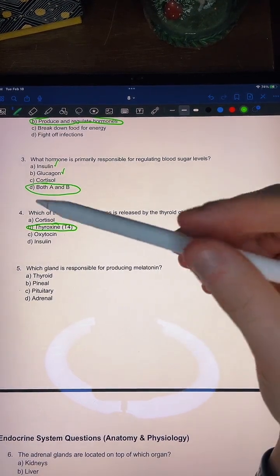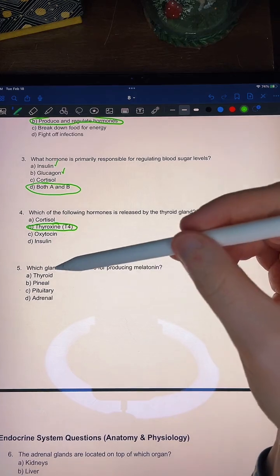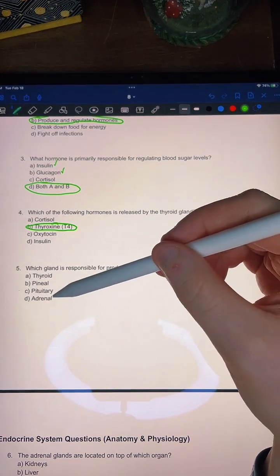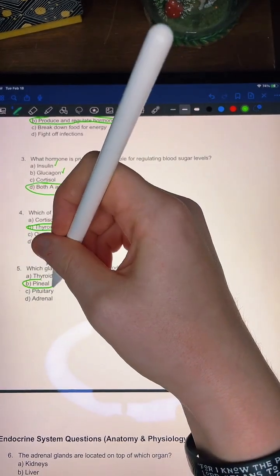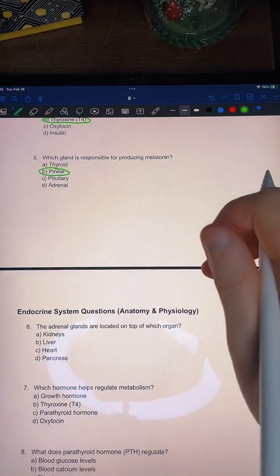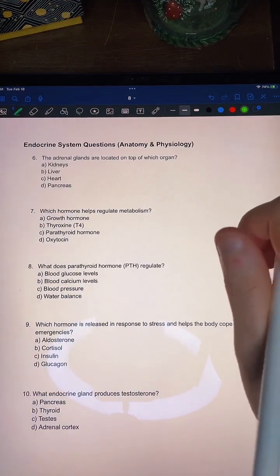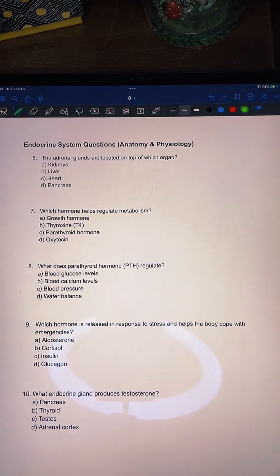But I'll ask one more time. Which gland is responsible for producing melatonin? The thyroid gland, the pineal gland, the pituitary, or the adrenal gland? The answer for this one is B. So move on to the next set of questions here.